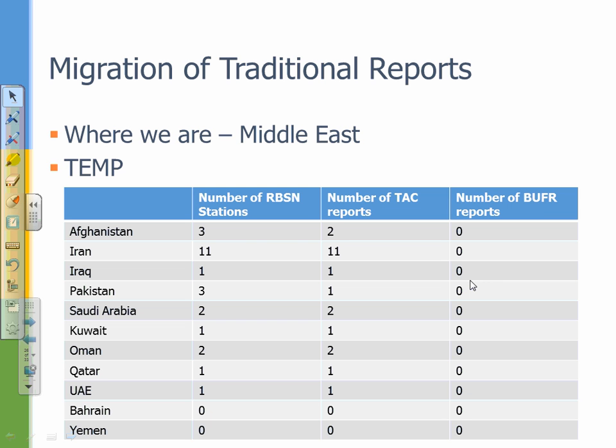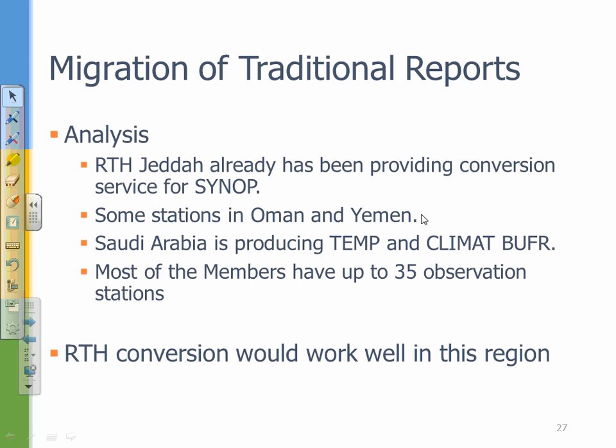I gave only SYNOP and TEMP examples, but RTH Jeddah has already been providing a conversion service for SYNOP. Some stations in Oman and Yemen are lacking in the SYNOP data. And actually Saudi Arabia is producing, or did produce, TEMP and CLIMAT BUFR. As I said before, most of the members have up to 35 observation stations or less. So I think RTH conversion would work well in this region, rather than each center installing encoding and decoding software for TDCF. Probably RTH Jeddah keeps providing the conversion software, and the region will be in good status in migration.